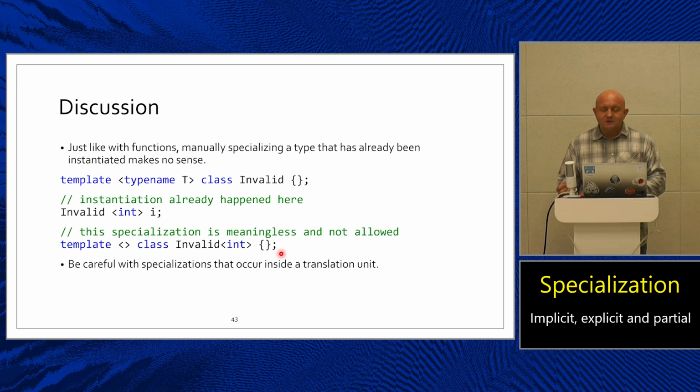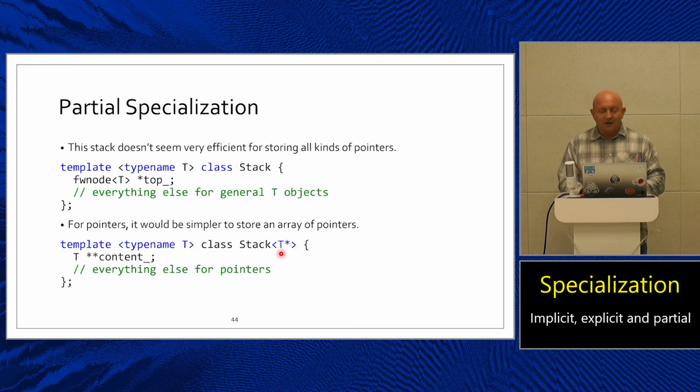Now, here's an interesting question. What if we don't want to specialize for just int, but for a whole category of types like all pointers? What do we do then? For functions, if we wanted to handle pointers specially, what would we do? We would simply create an overload, perhaps using a requires clause to specify that T must be a pointer. But for types, we don't have overloading. So what's the solution? Partial specialization.